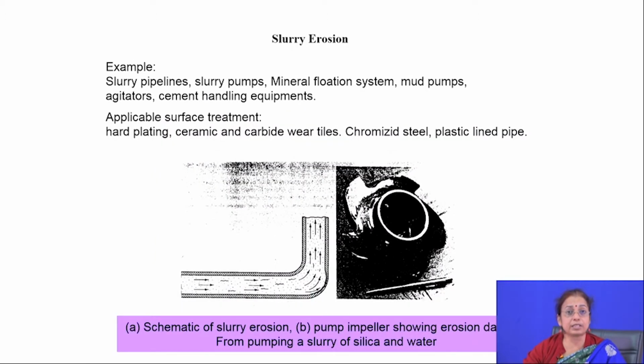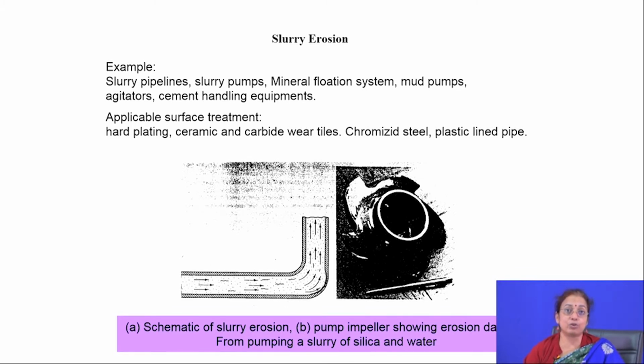Another kind of erosion is slurry erosion. In slurry erosion, the term slurry refers to the presence of solid particles in liquid when the volume fraction or mass fraction of solid exceeds 10%. So, whenever there is a very large amount of solid particles present in the liquid media, you call it slurry. This is a kind of viscous media.